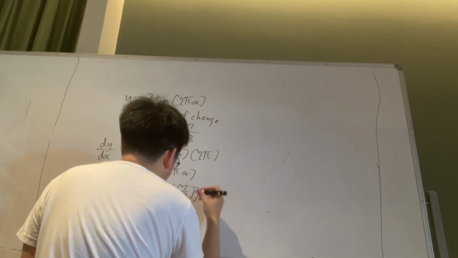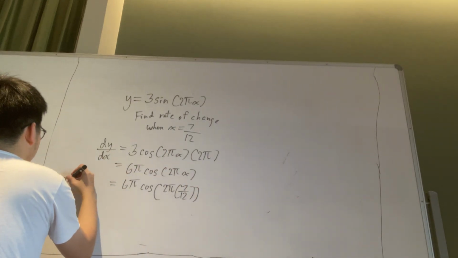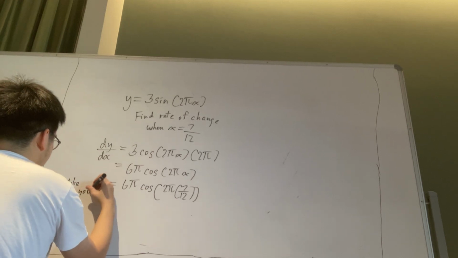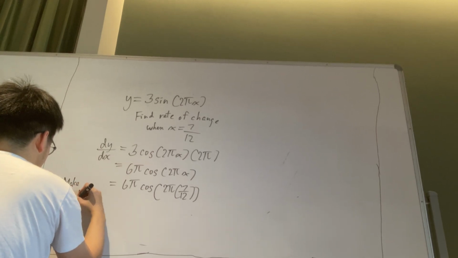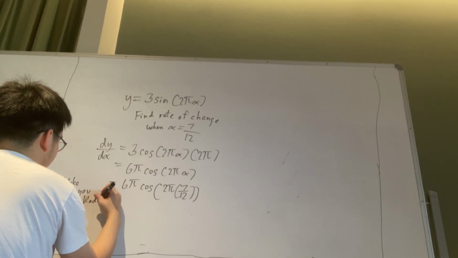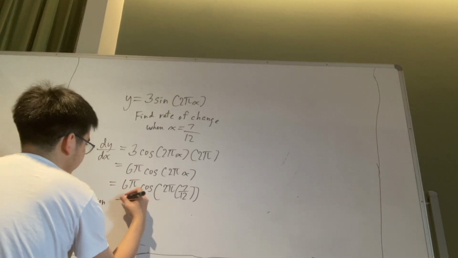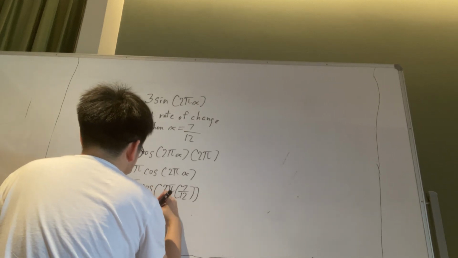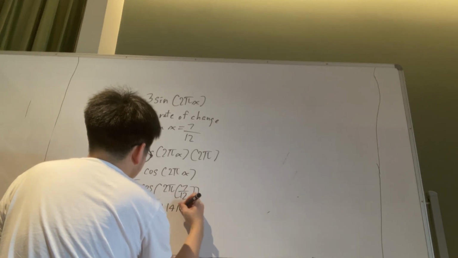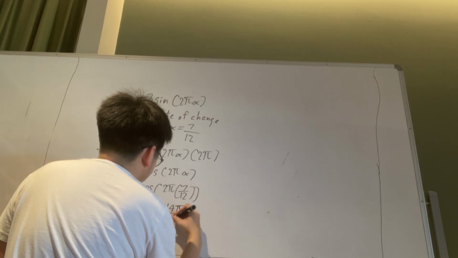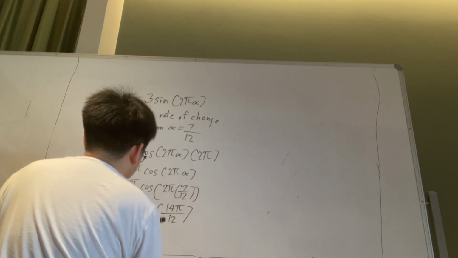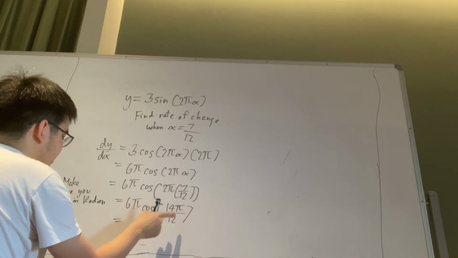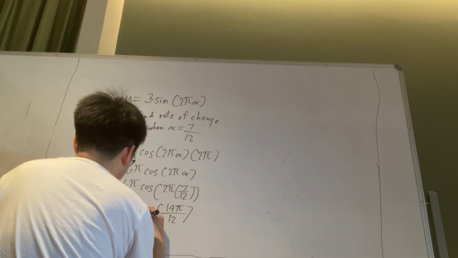Here you would go and get your calculator. Make sure you are in radians, otherwise the answer you get is going to be nonsense. And then you get 6 pi cosine of 14 pi over 12. I can do some quick simplification here: 2 times 7, 2 times 6, so 7 pi over 6.